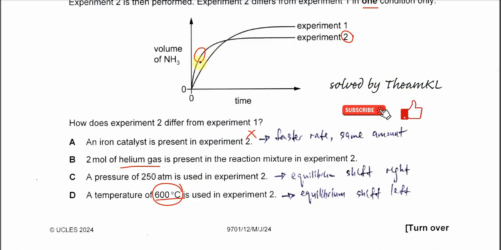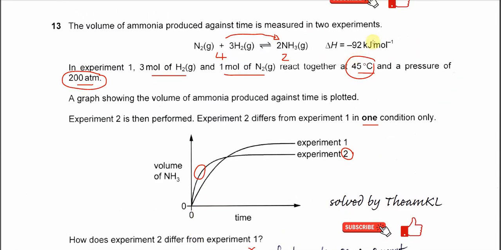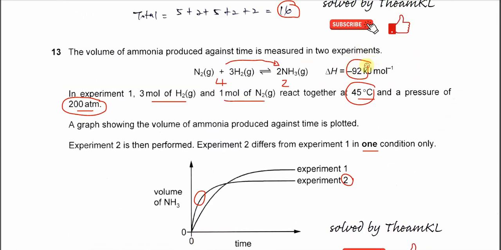When you compare these two, for the temperature there will also be another effect, because this reaction is exothermic. So when temperature increases, the equilibrium tries to reduce the temperature. So how to reduce the temperature? Because the forward reaction is exothermic, the backward reaction must be endothermic.